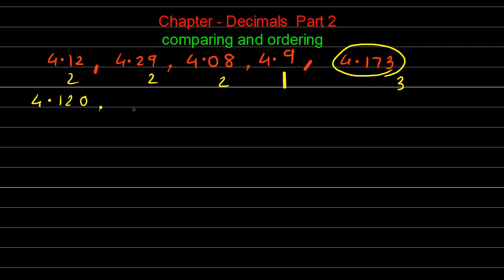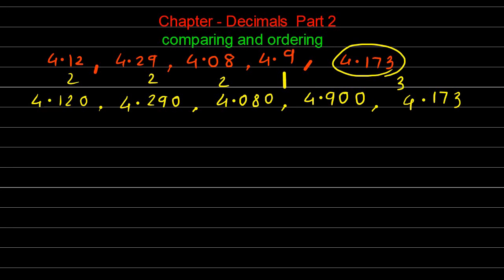So let's convert it into 4.120. As I said, placing 0 on the right hand side in the decimal will not change its value. 4.290, 4.080, 4.900, and the last number already has 3 decimal places, 4.173. Now they all are like decimals.